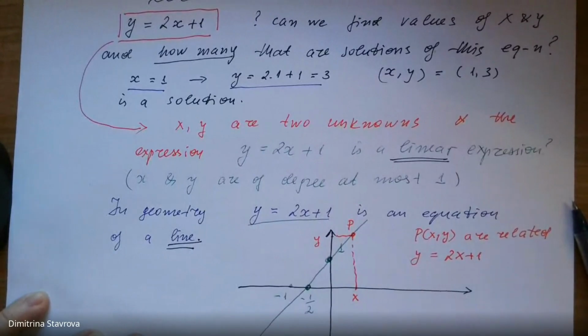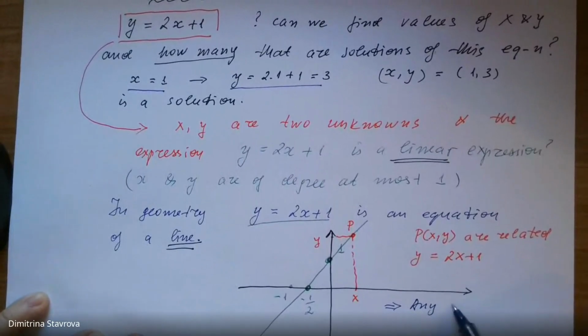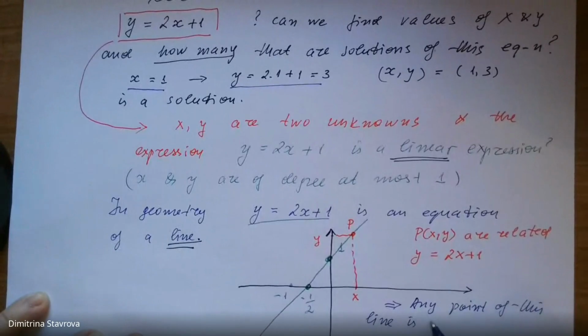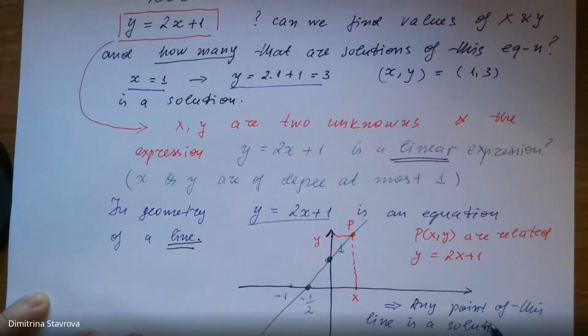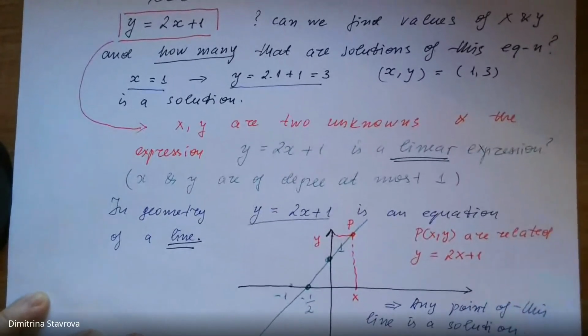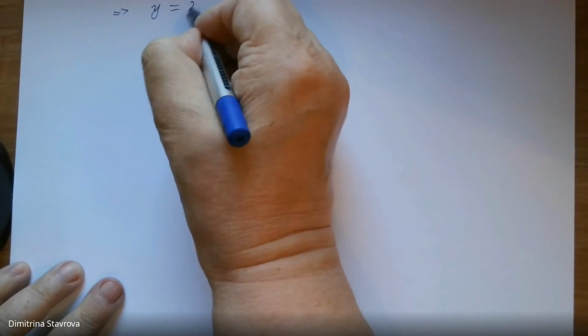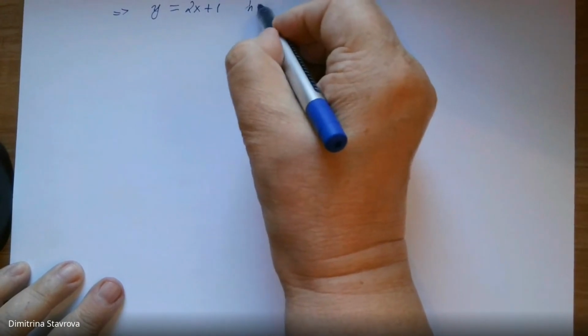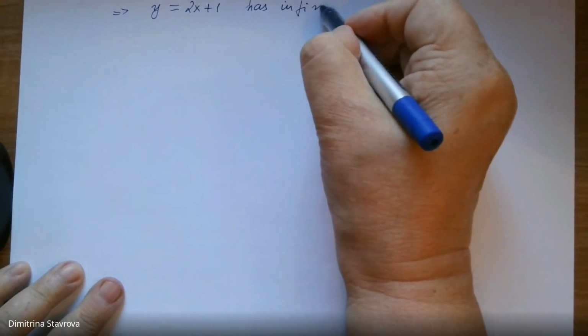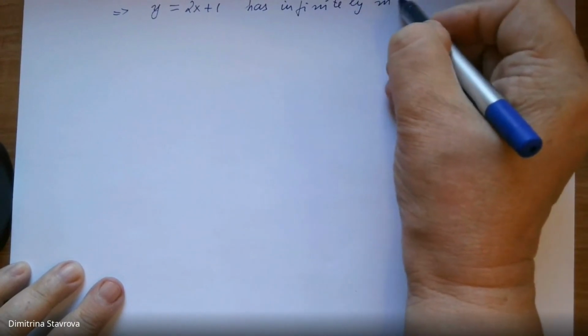Hence, any point of this line is a solution of our equation. In other words, we usually say that this equation y equals 2x plus 1 has infinitely many solutions.